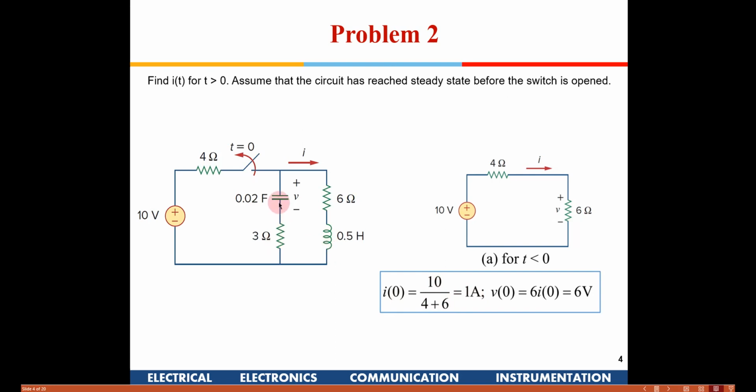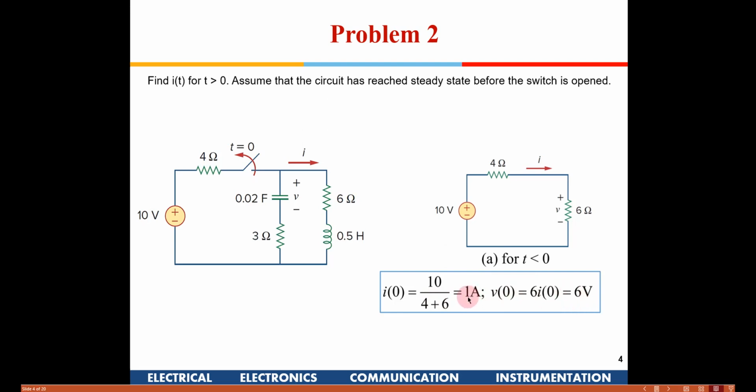And what would be the voltage across the capacitor? There is no current flowing into the capacitor, it's in steady state. So the voltage across the capacitor will be the same as the voltage across the 6 ohm resistor, because there is no voltage across the inductor in steady state. So what is the voltage across the 6 ohm? It is the current, 1 ampere, times 6 ohms, so you get 6 volts. This is how, for all these problems, we first need to find the initial condition.